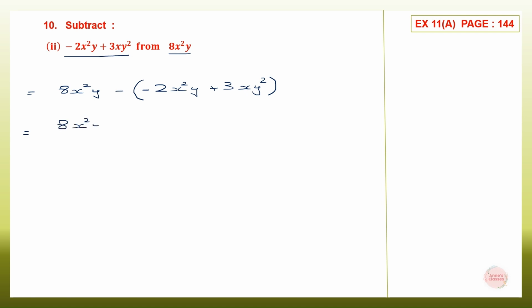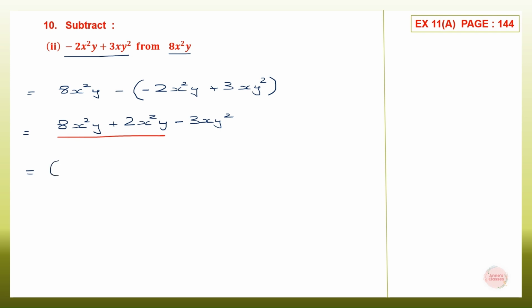8x square y. Now whenever you see a minus sign before brackets, remember the sign of all the terms inside will change. That means this will become plus and this will become minus. So now I'm removing the brackets and writing plus 2x square y minus 3xy square. Now we're going to look at the like terms. So here we have x square y and x square y. These are two like terms. So here let's work this out.